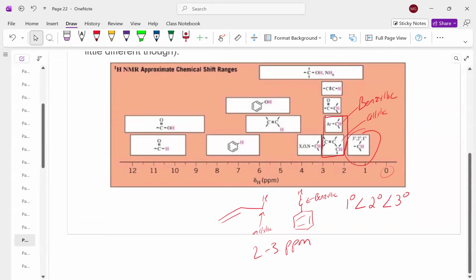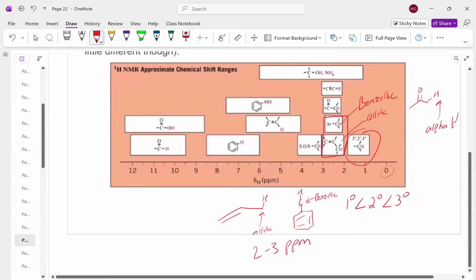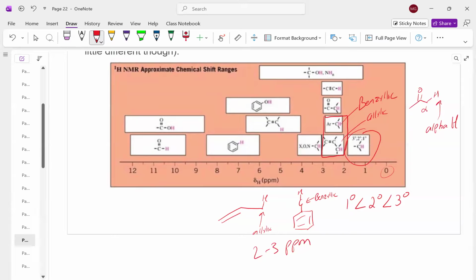And that's also very similar to a hydrogen next to a carbonyl. So we typically call these alpha hydrogens because they're on the carbon that's alpha to the carbonyl, that first carbon over. And like allylic, they go anywhere between 2 and 3 parts per million.